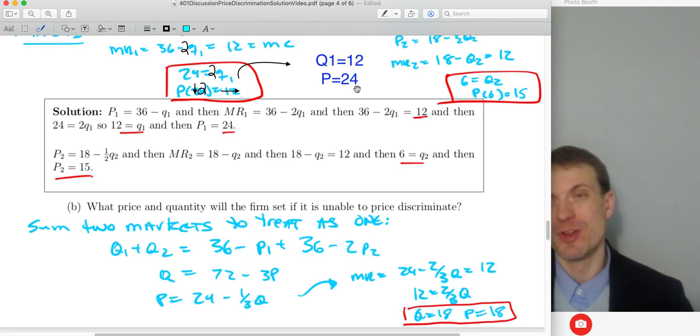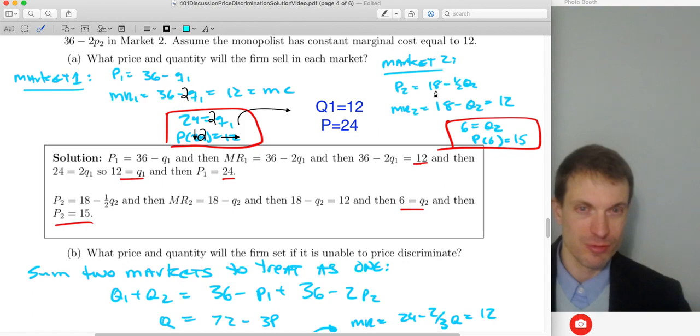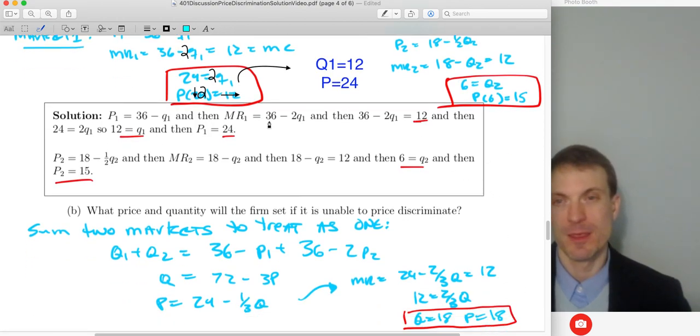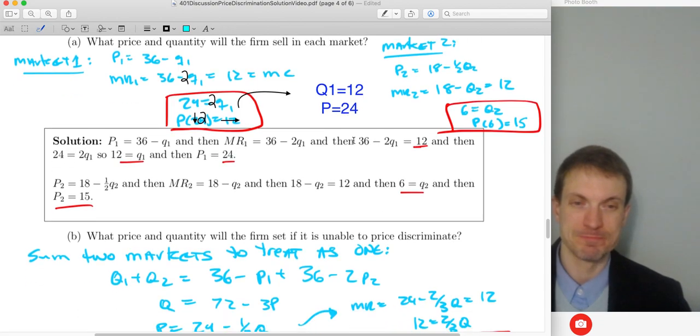So my more elastic, more responsive demand, my flatter demand, is going to be a flatter inverse demand curve, right? Slope of 1/2 is flatter than a slope of 1. So market 2 is going to get a discount, certainly, right? 15 is less than 18. And market 1, with a more vertical demand curve, is going to pay a higher price, 24.